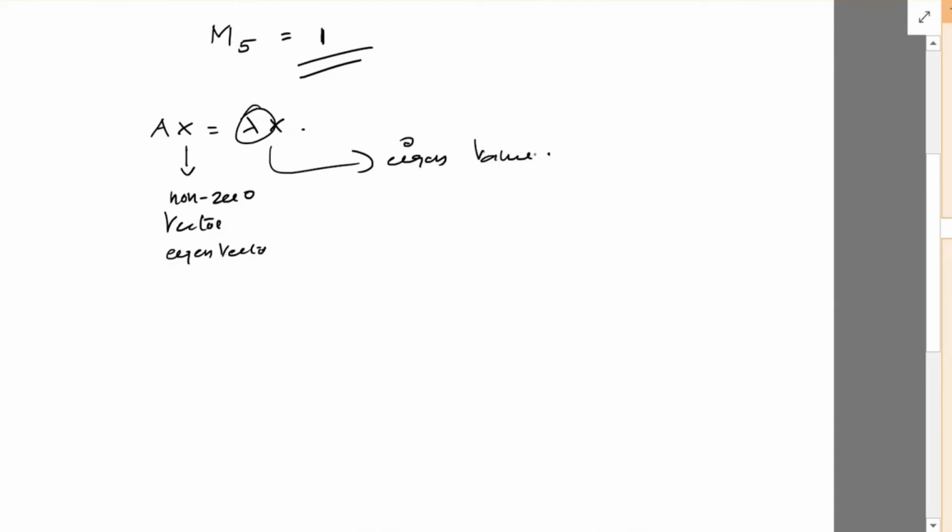So now we know how to find the eigenvalue of a square matrix. Take the determinant of A minus lambda I, you will get the characteristic polynomial, and the roots of this polynomial will give you the eigenvalues of this matrix. Now the next question is, how can we find the eigenvector of a matrix?